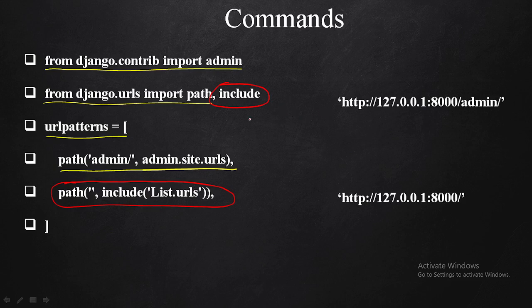So what is the meaning of these 2 lines? This is line number 1 and this is line number 2. Let's see the meaning of this line. When a user enters this URL in the browser, in the address bar, /admin, this is a default URL, then it should be redirected to admin.sites.urls.